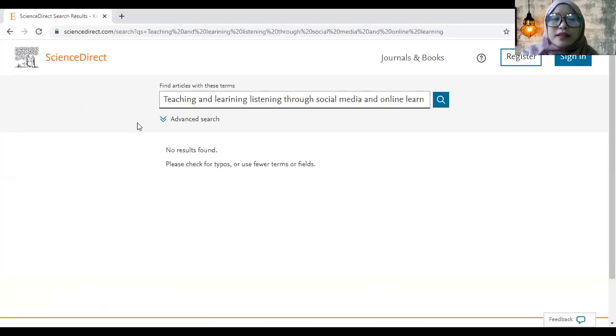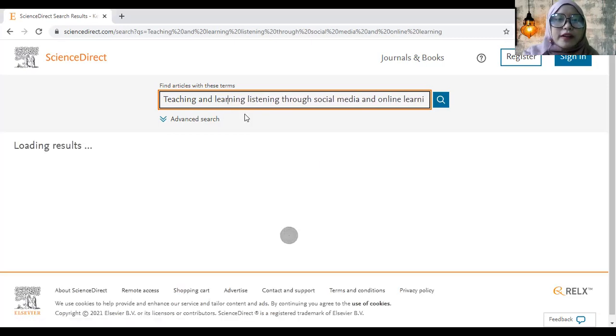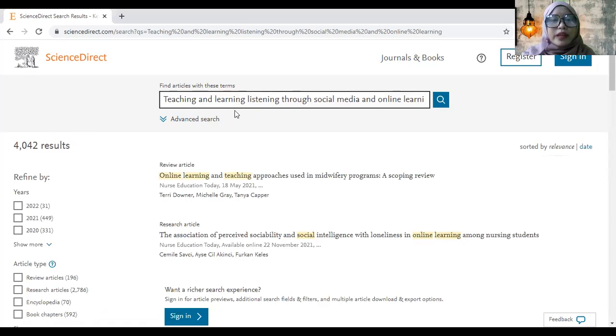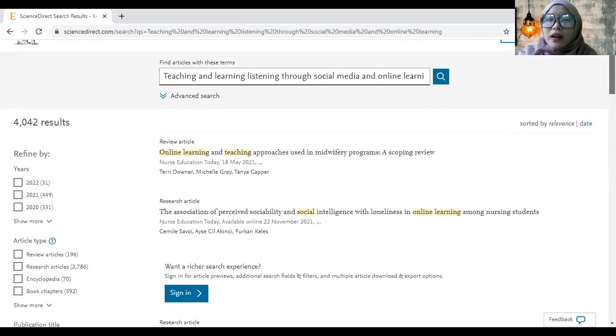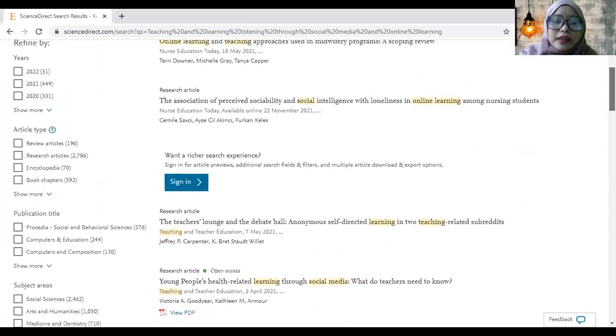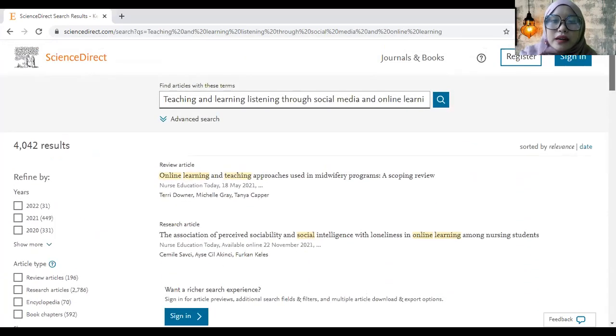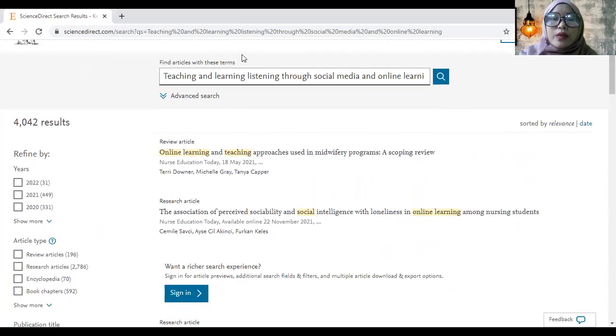Loading results. Oh, if you don't find any, it's because you mistyped, here it should be learning. Let me try again. Because we mistyped the word, we wrote the incorrect spelling. Now here is a list of articles in the focus of the keywords: listening, social media, and online learning.